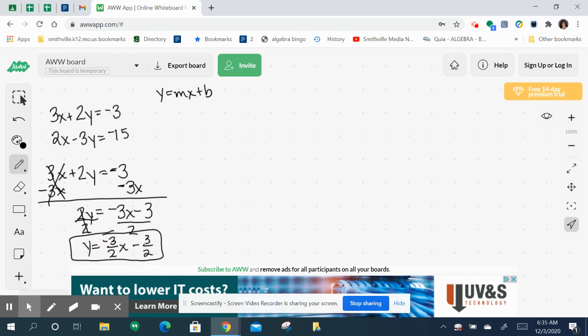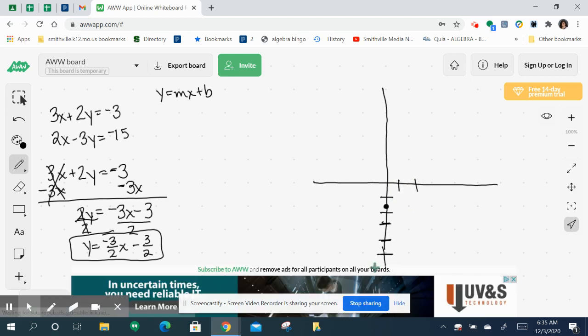Now, Julia, I've got that one in slope intercept form. So when I come over here to graph, this one's going to begin at negative 1.5, and then it's going to go down 3 over 2. So let me get my lines drawn here. Down 3 would be 1, 2, 3, and then over 2 would be like right here.